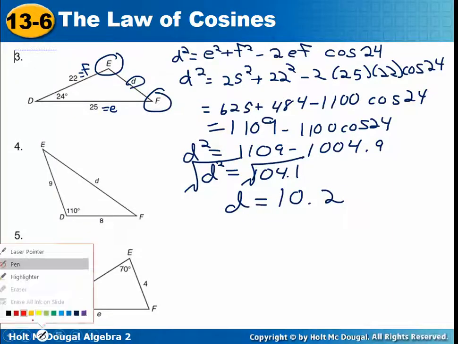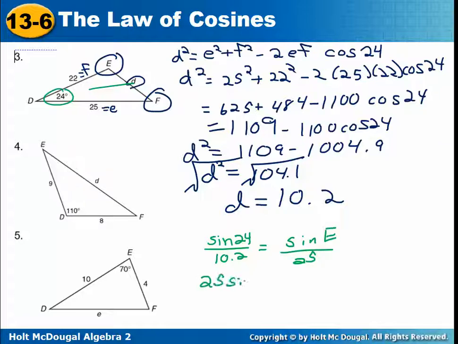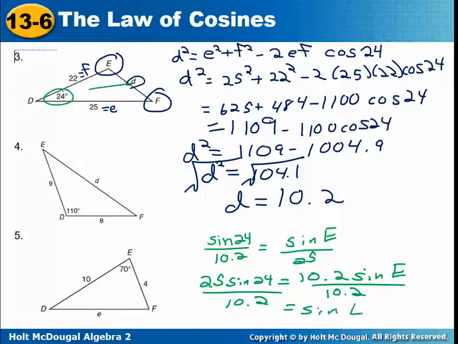Okay, so now I'm going to use the law of sines. Let's see, I'll switch my color here to green. So I'm going to do sine of 24 over side, so I'm going to do these two over 10.2 would equal the sine of E over side E is 25. So 25 cross multiply times sine of 24 equals 10.2 sine of E, and I'm trying to find E, so I'll divide both sides by 10.2, and this will give me the sine of E, and then I'll have to take the inverse sine in order to solve for that.